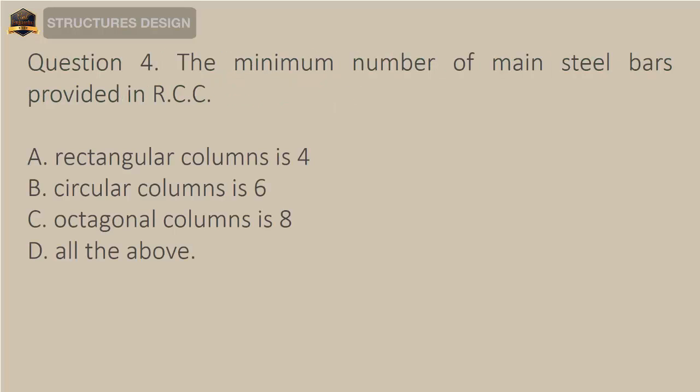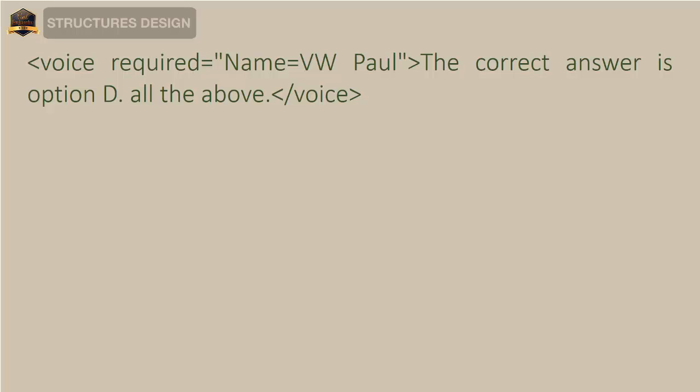Question 4. The minimum number of main steel bars provided in RCC A rectangular columns is 4, B circular columns is 6, C octagonal columns is 8, D all the above. The correct answer is option D all the above.